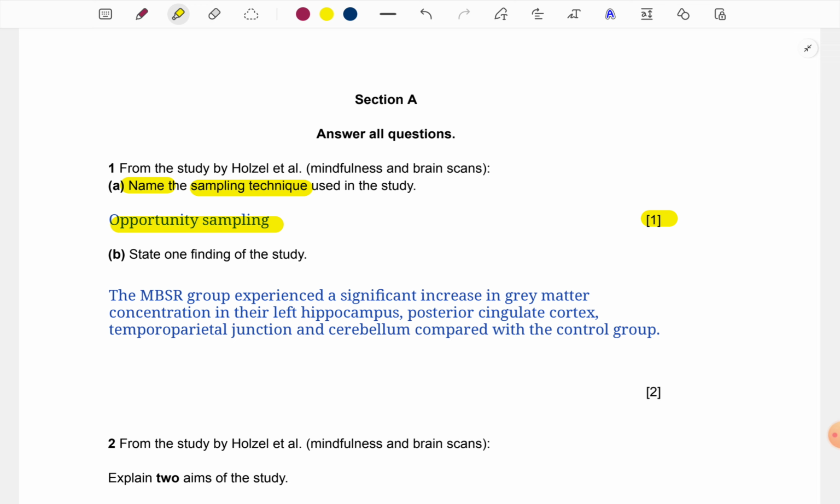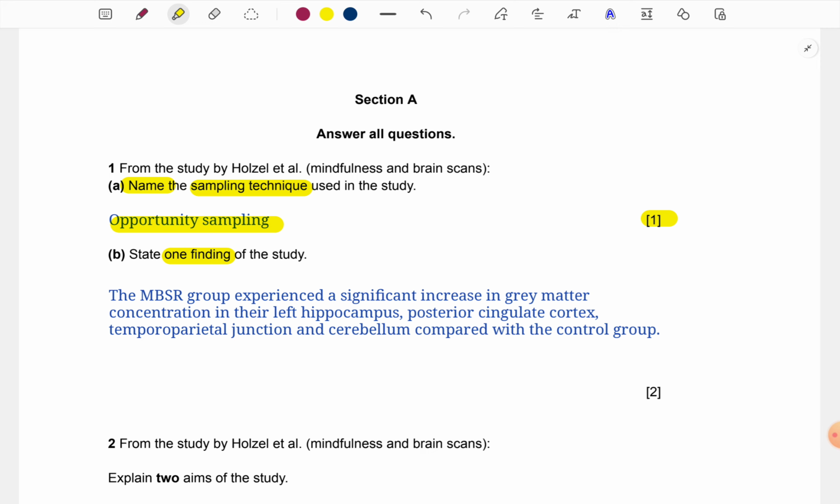Okay, next they could ask us for one finding of the study. In Holzel et al., it is very important to memorize the parts of the brain which showed grey matter increase. This is a question that comes a lot from students: do we have to know the names of each and every part? Of course, because it's a biological study and that was the main thing they were looking out for. That was their dependent variable. So you have to be able to name those areas which showed an increase and those which did not. If you say something vague like there was increase in grey matter in certain areas of the brain, you're not going to be scoring well.